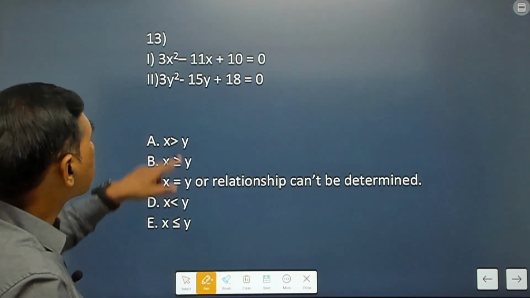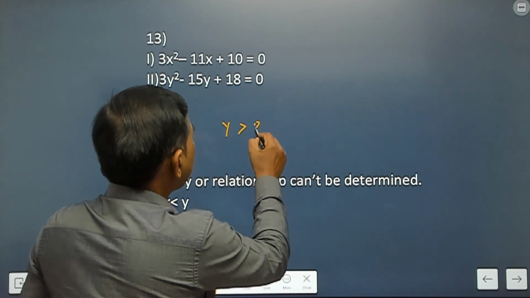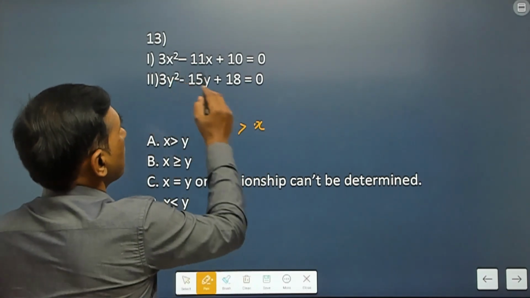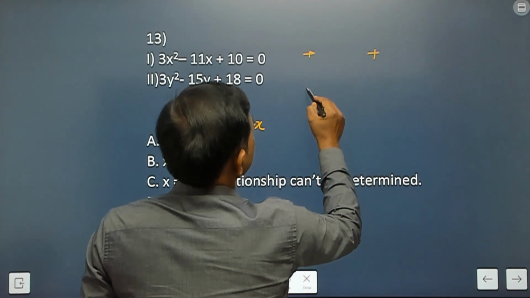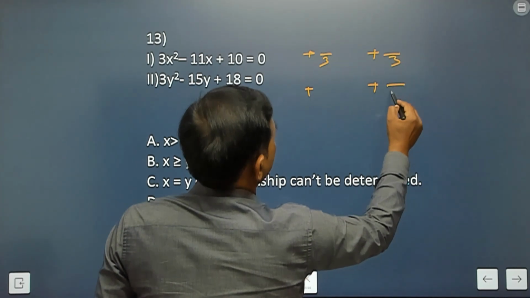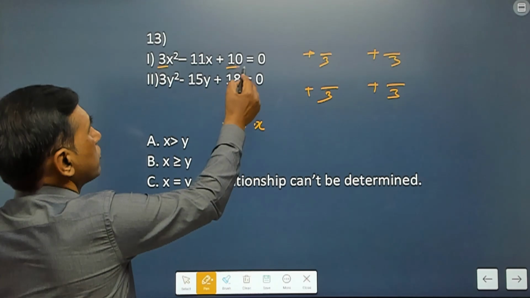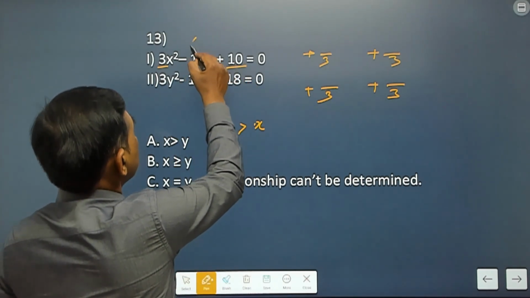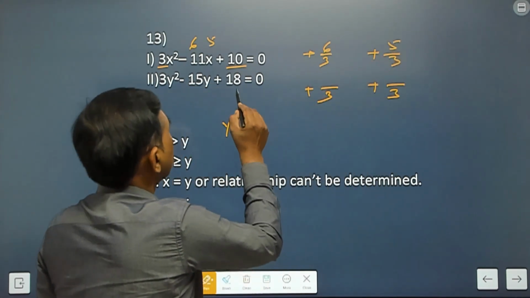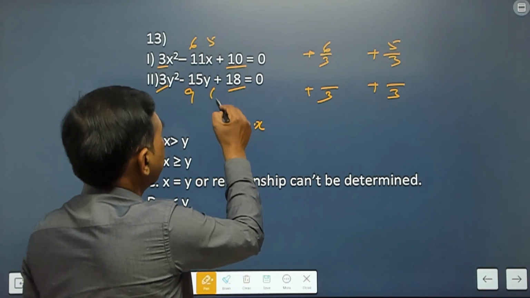Since this appears to be the bigger one, we can in a way say that y is greater than x, and then we will have to check whether other things come or not. Both plus, divide by 3, divide by 3, divide by 3, divide by 3. Now, 3 into 10, 30. So it has to be 6 and 5. Here, 18 3s are 54. So it has to be 9 and 6.